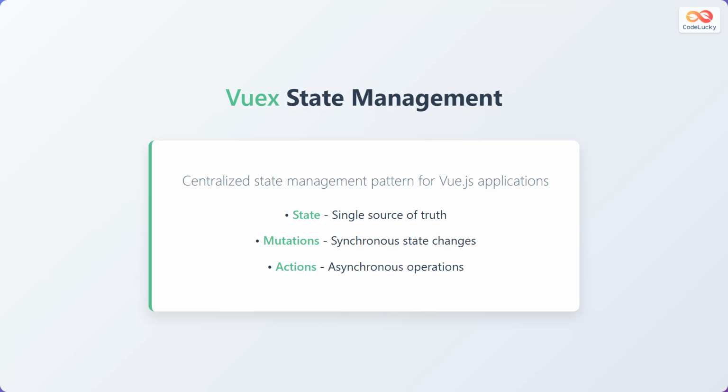Vuex is Vue's official state management pattern and library for complex applications. It provides centralized state management, which means all your application data lives in one place called the store. Vuex has three main concepts. State is your single source of truth containing all application data. Mutations are synchronous functions that directly modify the state. They're the only way to change state in Vuex. Actions handle asynchronous operations like API calls and commit mutations to change the state. This pattern ensures predictable state changes and makes debugging easier.